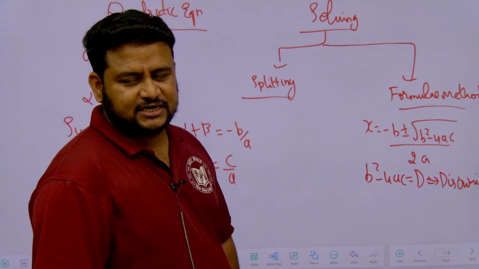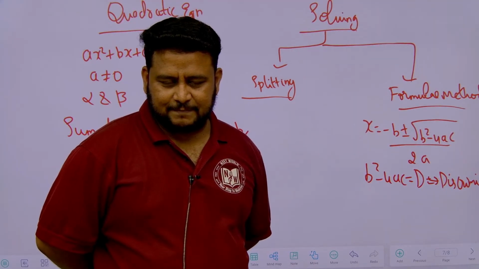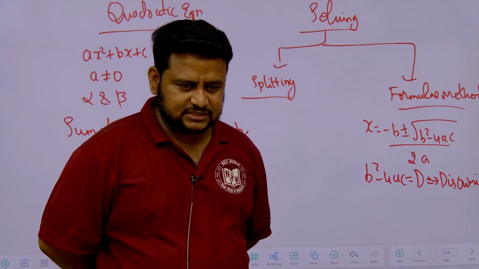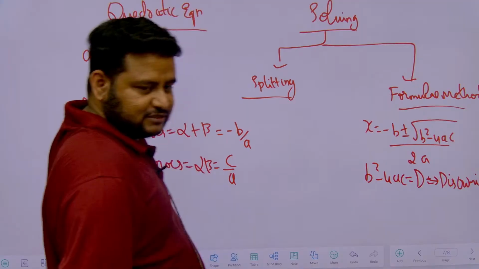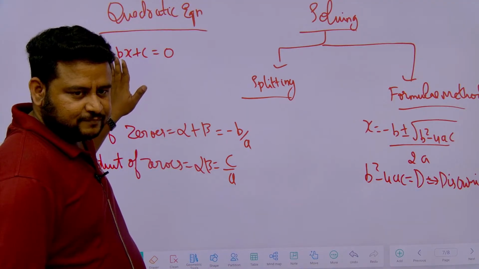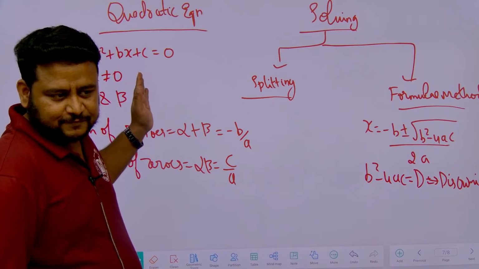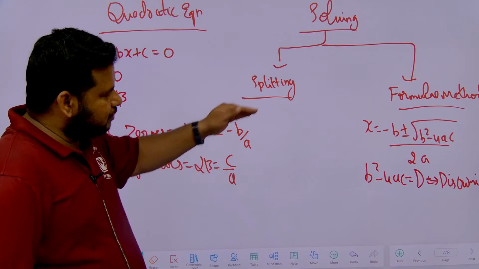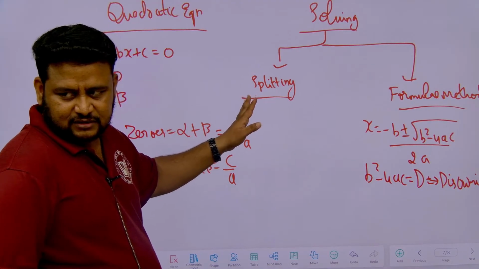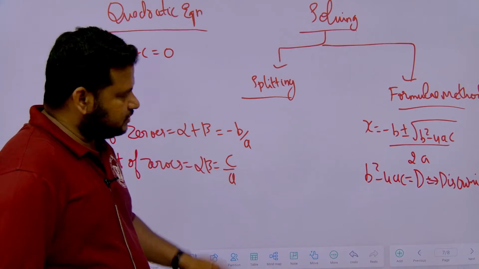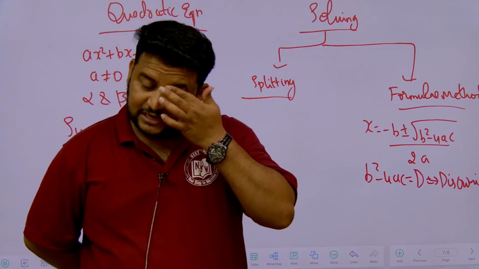You have studied in class 10: if d is greater than 0, what will happen? If d is equal to 0, what will happen? If d is less than 0, what will happen? All these things we have to discuss. What will happen to the graph? You should know the graph of this also. If a is positive, what will happen to the graph? If a is negative, what will happen to the graph? We should also know how to solve the quadratic equation in a very fast way. All these things we will discuss in the next class. Quadratic equation completely we will discuss in the next class.